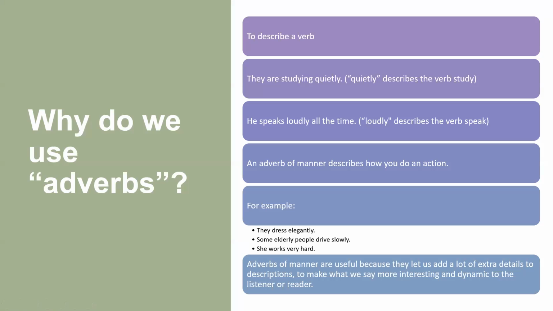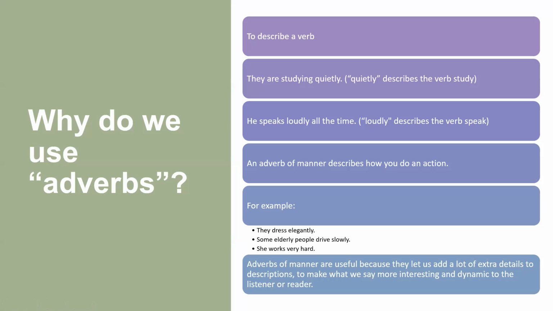So why do we use an adverb? We use an adverb to describe a verb. For example, "They are studying quietly." "Quietly" describes the verb "study." The other example, "He speaks slowly all the time." In this case, "slowly" describes the verb "speak." So an adverb of manner describes how you do an action.